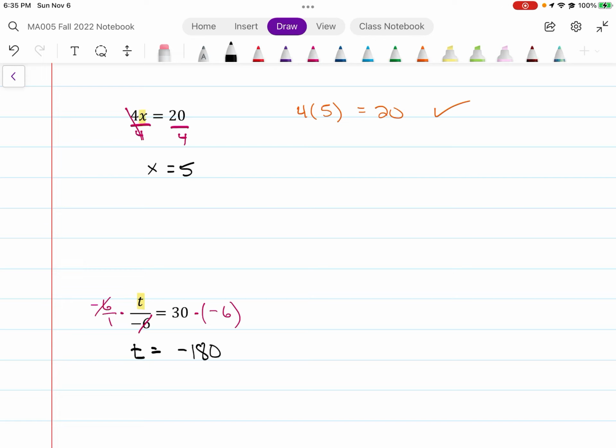All right, so let's double check. We're going to check by saying negative 180 divided by negative 6 equals 30. Is that true? Put it in your calculator and check. And yes, it is true.